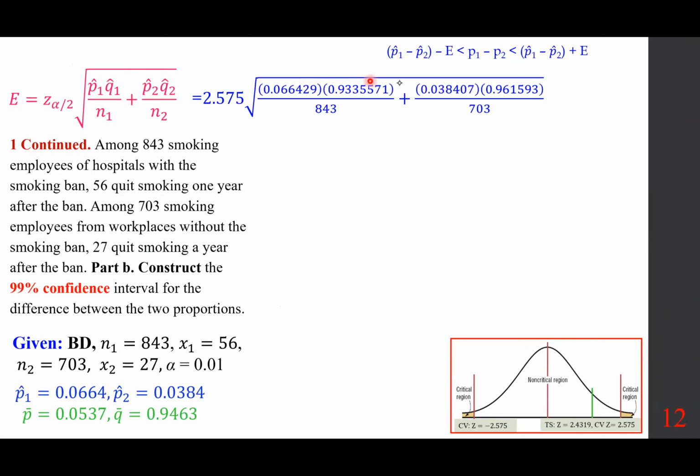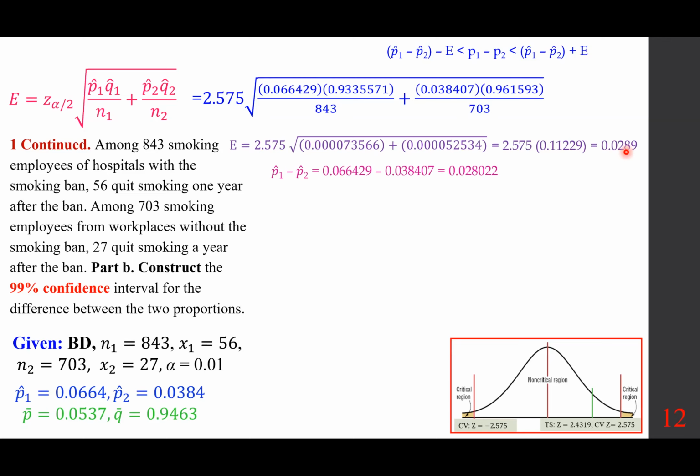We have all the numbers we want, and even with more decimals, I might choose. So E is calculated to be 0.0289. P1 hat minus P2 hat is 0.028022. We are going to add and subtract that number. Remember, you really want to carry out a lot of decimals at the end. You can go with however many decimals they want. So we are going to add and subtract.